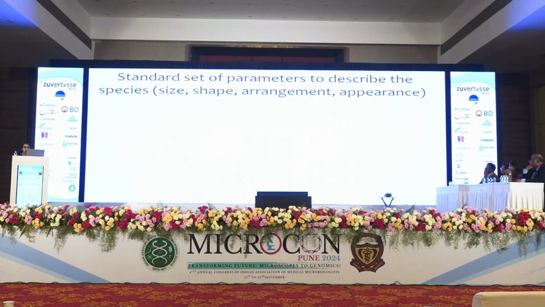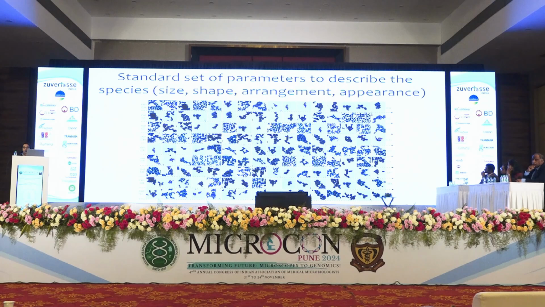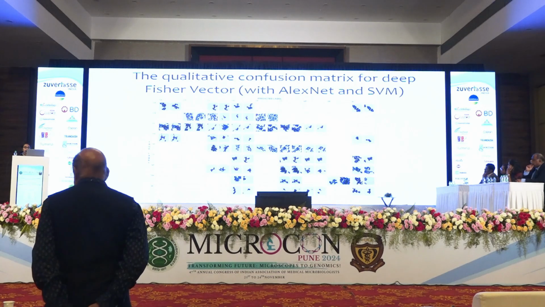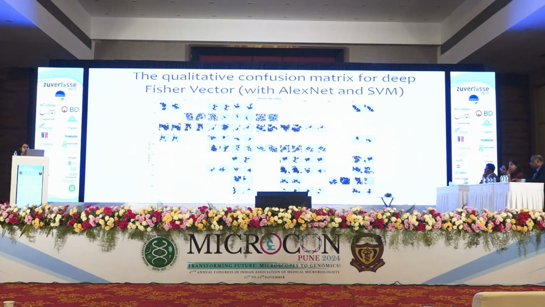So this was what it came with. A standard set of parameters to describe the species based on the size, shape, arrangement, etc. And it will create a matrix like this, which the machine can use to identify the species just from the gram-stain. And this is something which many of the imaging studies use. It's called a qualitative confusion matrix.